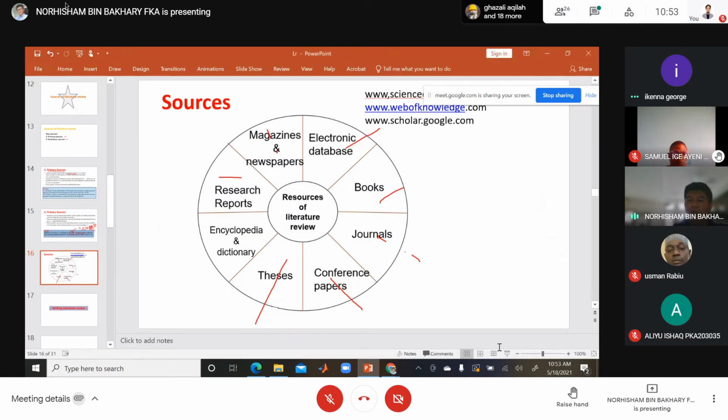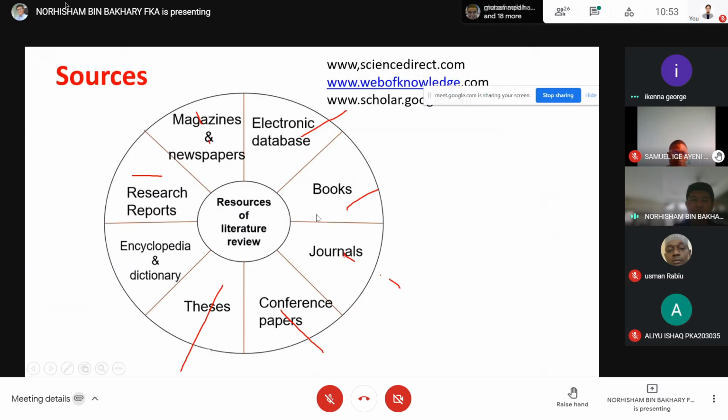So UTM provides you with all of these. You can also get theses. Nowadays, universities like to put their theses publicly online, so you can access them. If not, you can go to our library and ask for their service to get the thesis. But you must pay for that, because normally the other universities will charge you. But if you have a good supervisor with a good grant, normally they will pay.